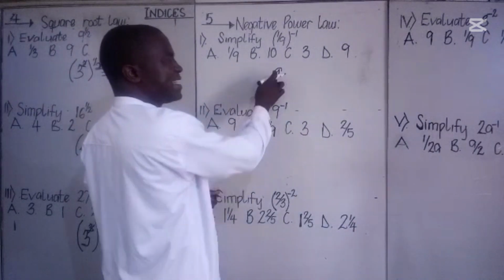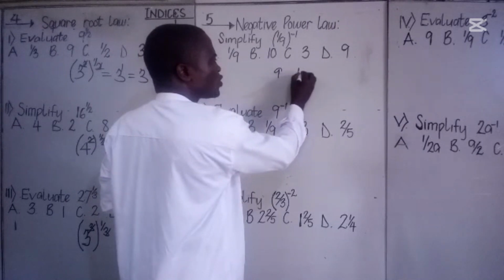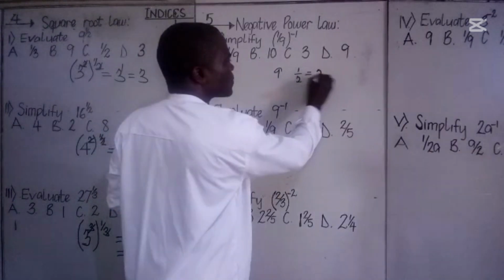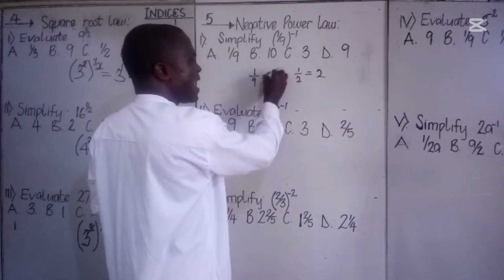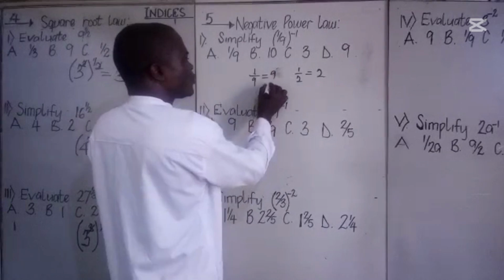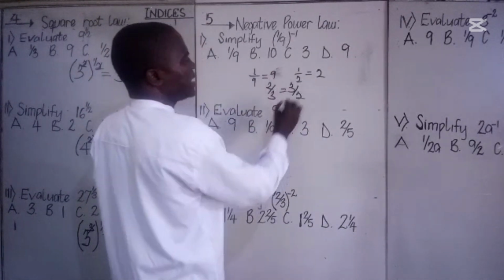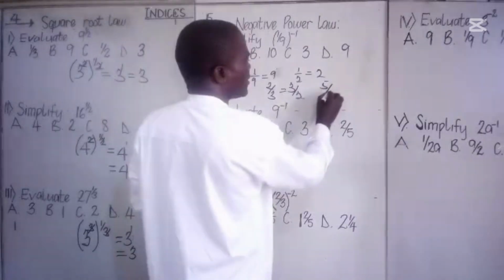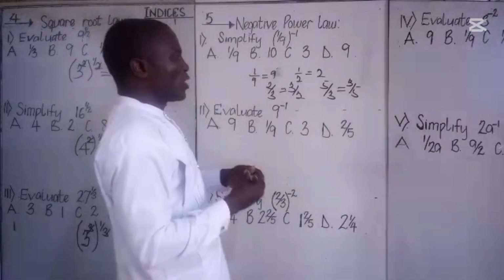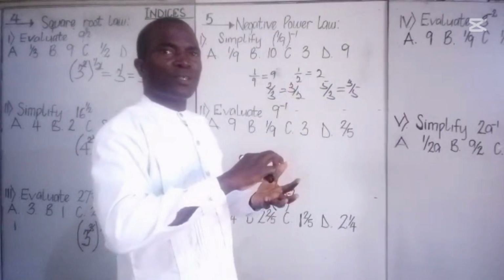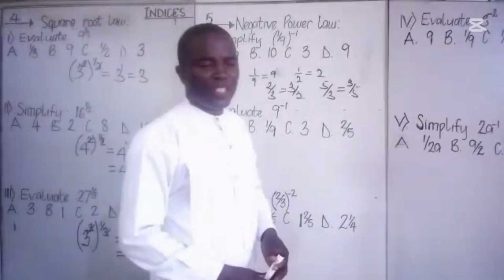The reciprocal of 9 is 1 over 9. The reciprocal of 1 over 2 is 2. The reciprocal of 1 over 9 is 9. So the reciprocal of 2 over 3 is 3 over 2, and the reciprocal of 5 over 3 is 3 over 5. So what we mean by reciprocal is just a matter of bringing the numerator to become the denominator and the denominator becoming the numerator.